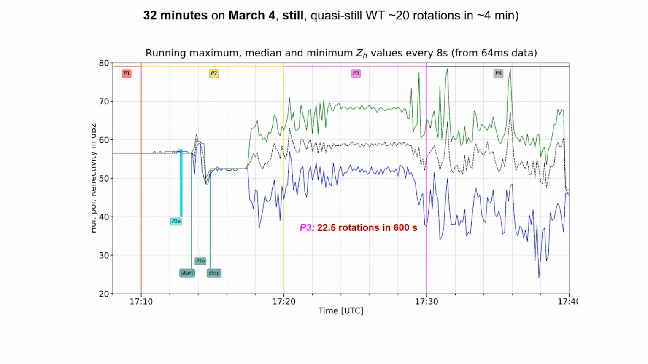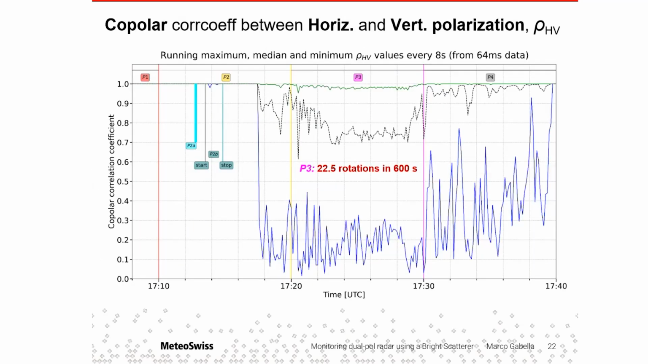And interestingly, we can now blow up a sub-period during period P2 that I have called P2B, where you see this change in ZH and ZV, but no change in ρHV. So thanks to ρHV, I have really concluded that at the beginning of period P2, there was probably no rotation of the windmill.